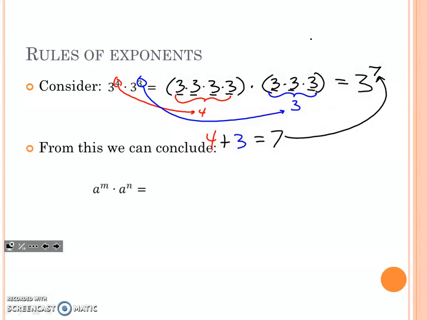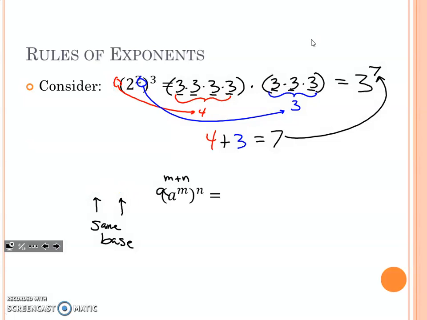The multiplication rule of exponents says that if you have the same base, they have to have the same base, then you can add the exponents together. So if they have the same base, a to the m times a to the n would become a to the m plus n. And that's our multiplication rule for exponents.